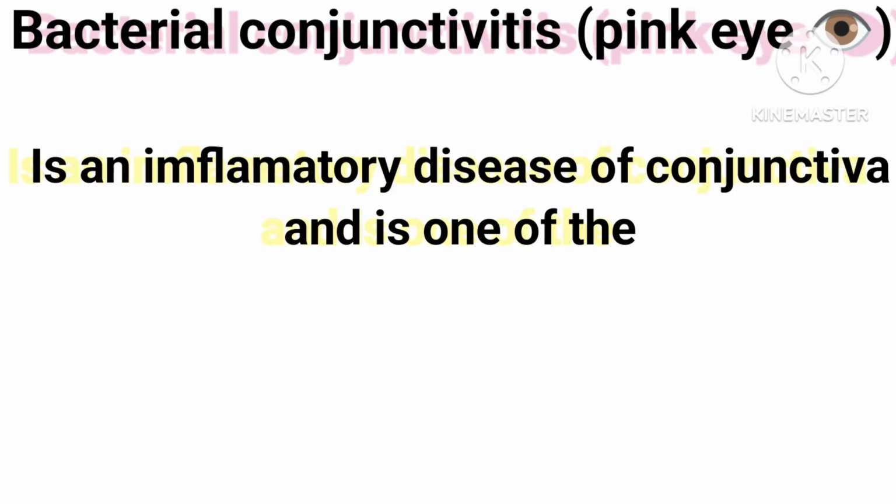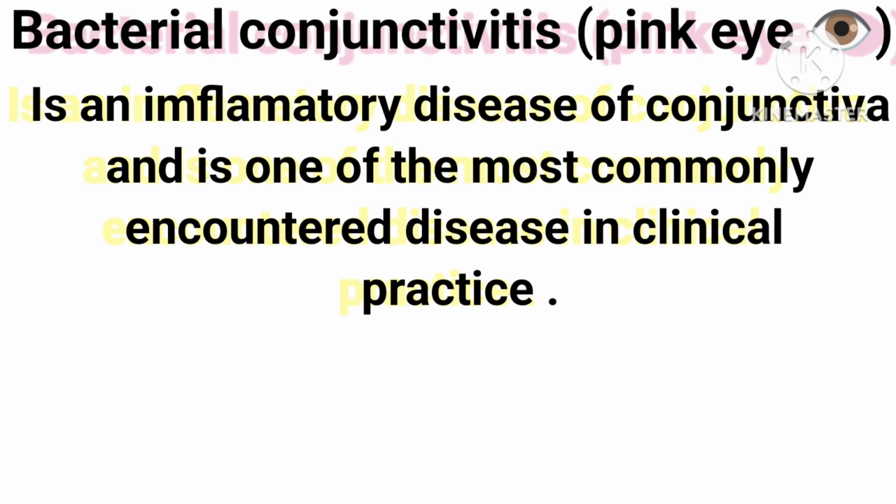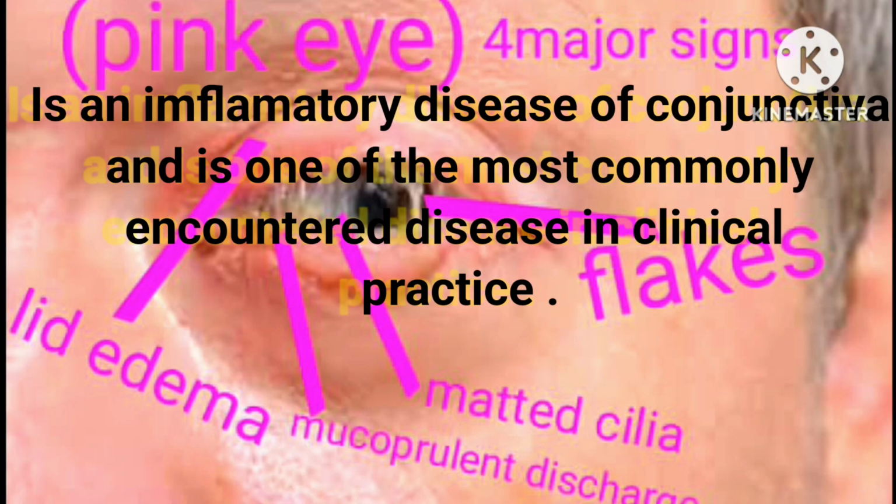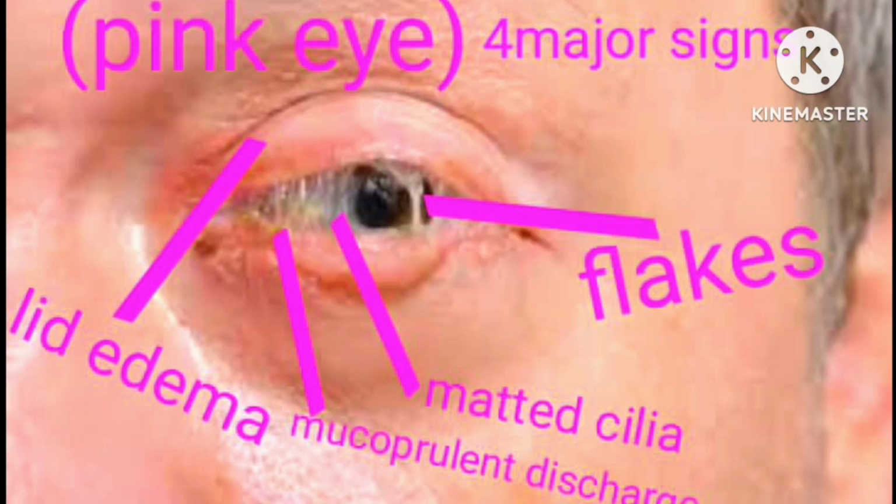Bacterial conjunctivitis is an inflammatory disease of the conjunctiva, and it is one of the most commonly encountered eye diseases in clinical practice. These are the four major signs usually seen in patients with bacterial conjunctivitis, which are easily identifiable as you can see. We have lid edema, which means swelling of the lid, and mucopurulent discharge, which is described as thick creamy discharge, which causes the eyelashes to stick together.